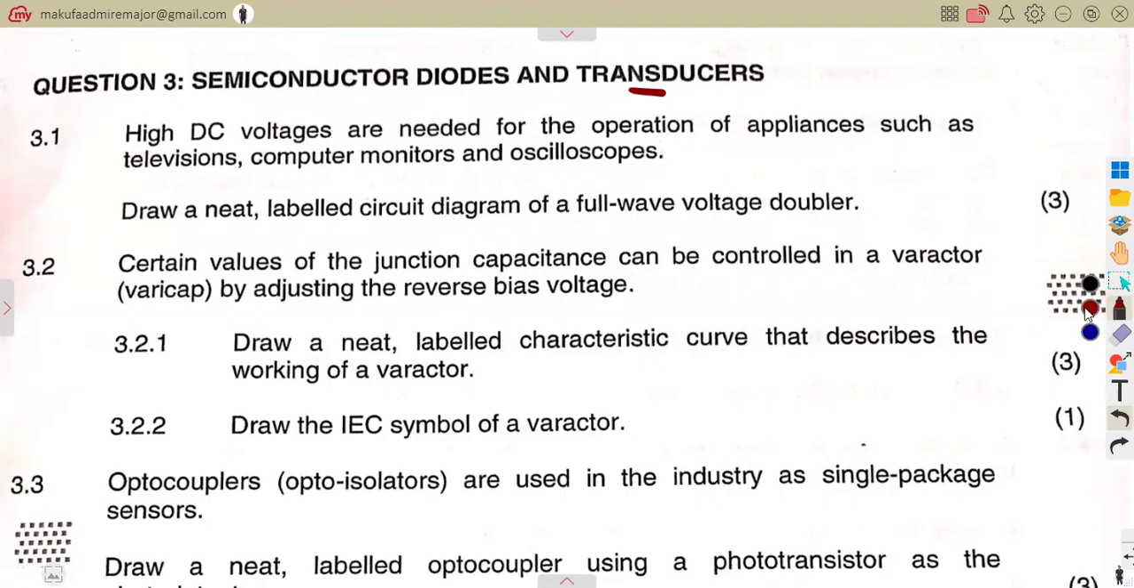So they were given 3.1, DC voltages are needed for operation of appliances such as televisions, computers, computer monitors, and oscilloscopes. Draw a neat labeled circuit diagram of a full wave voltage doubler. So take note there. I want you to draw a full wave voltage doubler. Remember, these are applications of our diodes from the diode application, and it must be a full wave.